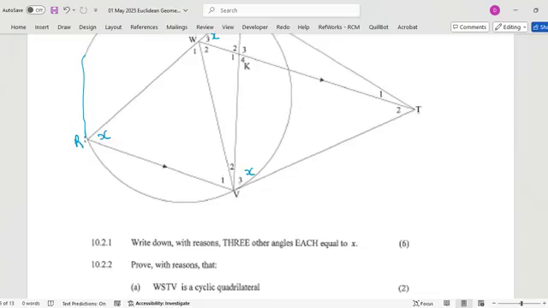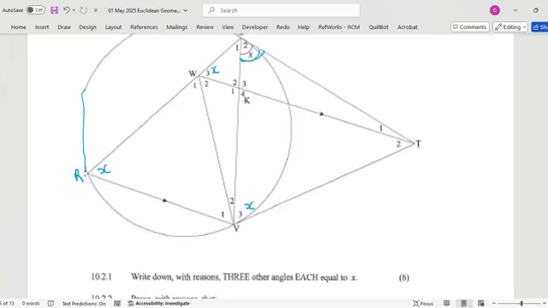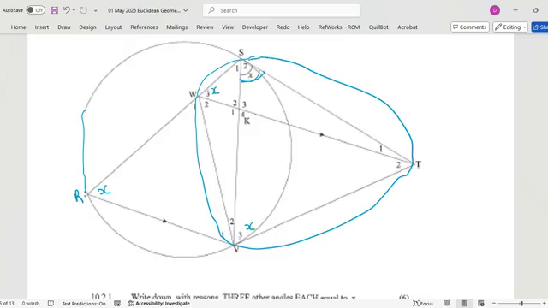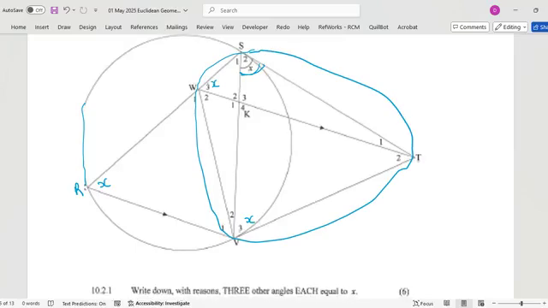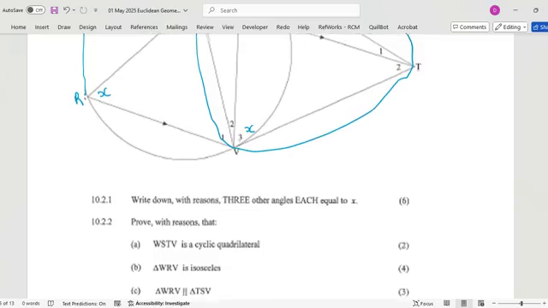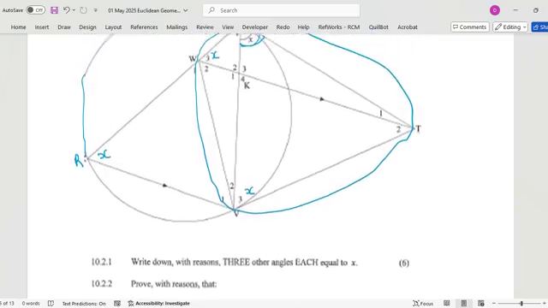Let's try to end with something like this one. Prove that WSTV is a cyclic quad. I'm sorry that I'm not writing. So guys, we need to remember what I said. You draw a circle around those points that they're talking about. They are saying prove that this is a cyclic quad. And it's how many marks? The marks matter, 2 marks. They are saying 2 marks because they know you know the answer. The answer is looking at you.